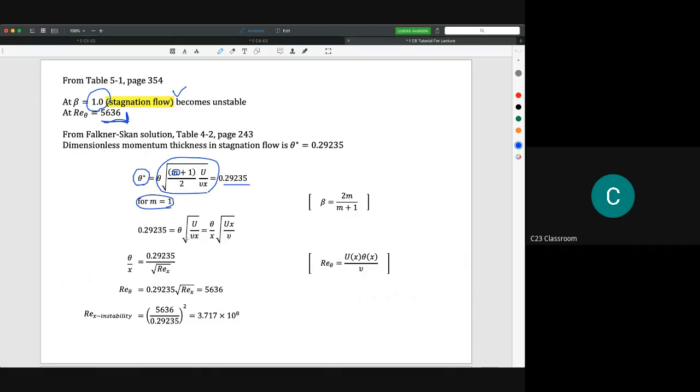In certain textbooks, they will write first theta times square root u over nu x, or you could write theta over x times square root u x over nu. How do you get m equal to 1? That is a reference, so please see the previous notes.